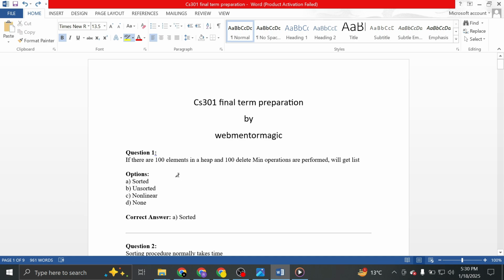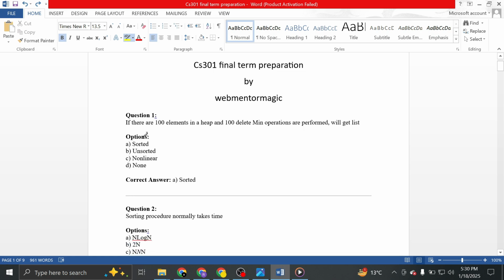Question 1. If there are 100 elements in a heap and 100 delete min operations are performed, we'll get a list. Options: A. Sorted, B. Unsorted, C. Nonlinear, D. None. Correct answer: A. Sorted.